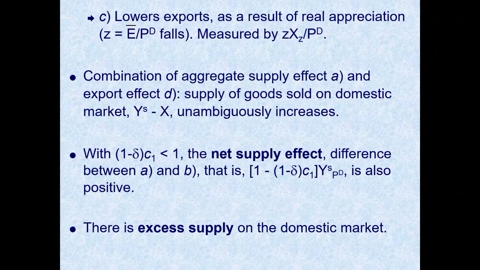What happens to exports? Well, we know exports are going to fall, right? Because the real exchange rate appreciates. So if I'm looking at the goods market, I know that exports are falling, supply is increasing, so net supply is increasing. And on the demand side, consumption is not going to fall. It's going to increase, but by less than the increase in supply. So the net supply effect is indeed positive. So what happens then? Clearly, you're going to have excess supply on the domestic market, because supply increases by more than demand. So when you have excess supply on the market, what happens to prices?